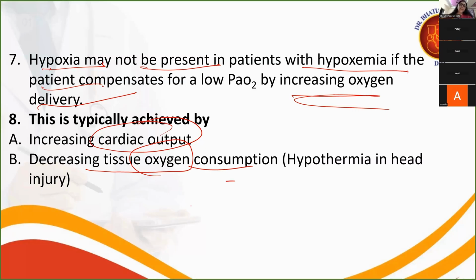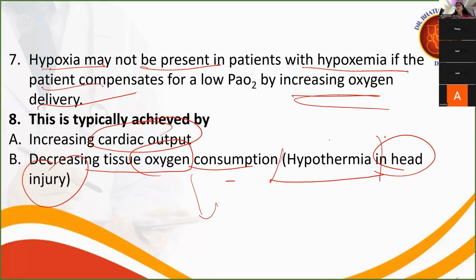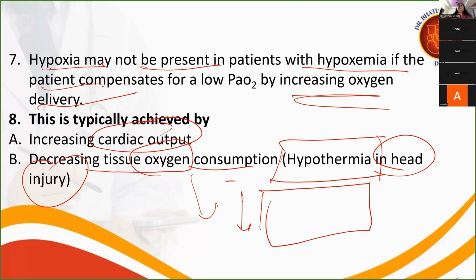You can decrease your requirement, and that is utilized medically in cases of head injury, where we apply the therapy of hypothermia. So we create an artificial hypothermia, that is we decrease the body temperature so that the need for oxygen itself is reduced. This is very common in head injuries, where the brain is kept at a very low temperature so that brain tissue can survive on a low oxygen supply.